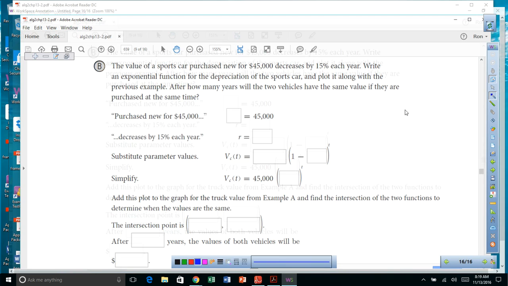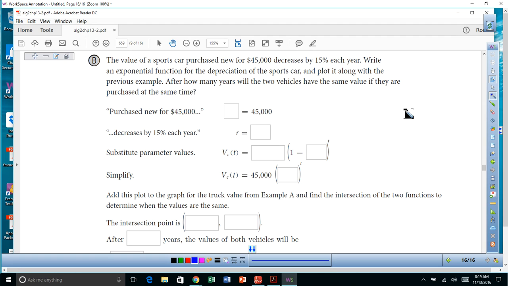So what do we got here? The value of a sports car purchased new for $45,000 decreases by 15% each year. Write an exponential function for the depreciation of the sports car and plot it along with the previous example. After how many years will the two vehicles have the same value if they are purchased at the same time?